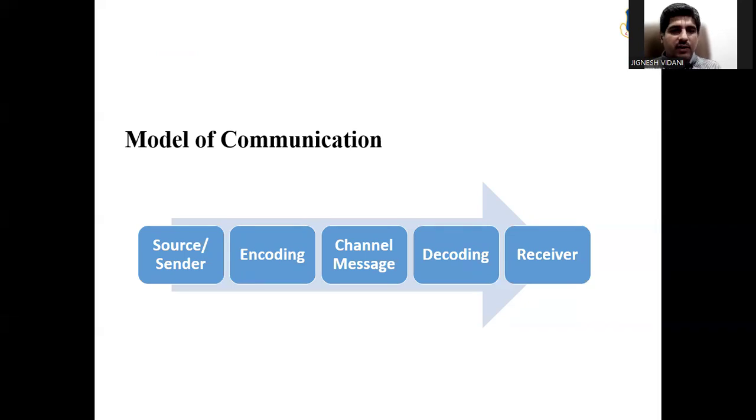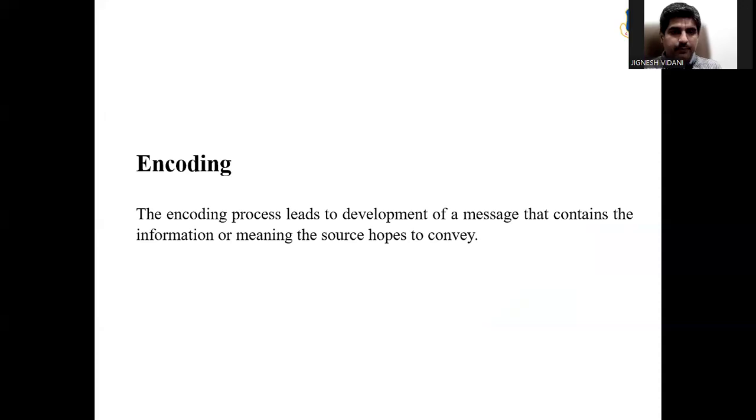The model of communication says that there is a source, the sender, then it is encoded, it is passed through the channel, it is decoded, and the receiver receives, and the feedback is given to the source or the sender. But in this, there is a noise in between, which hampers the message.